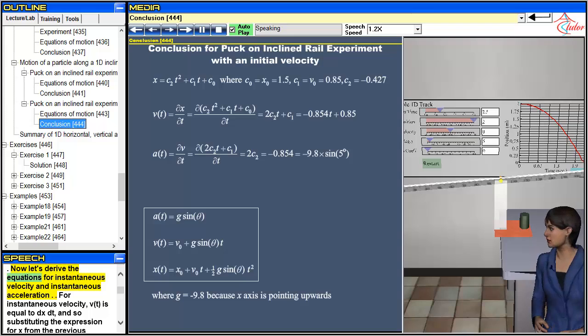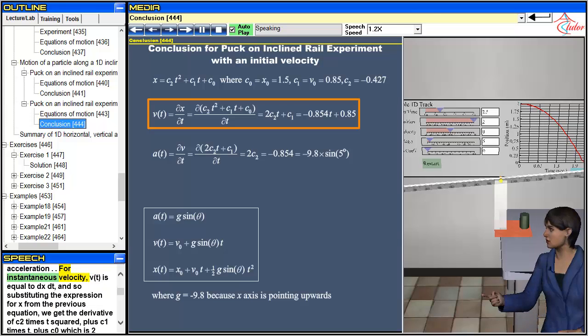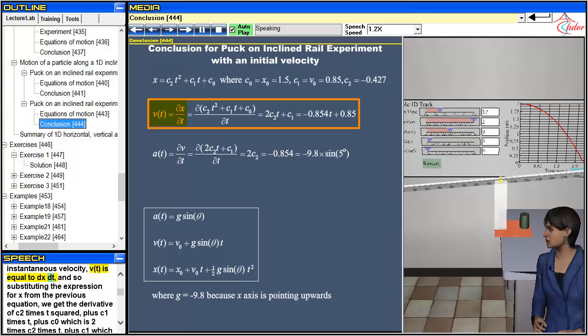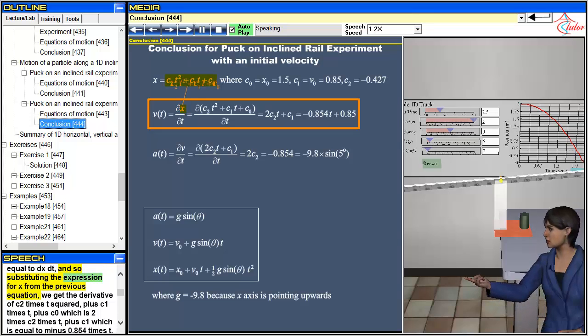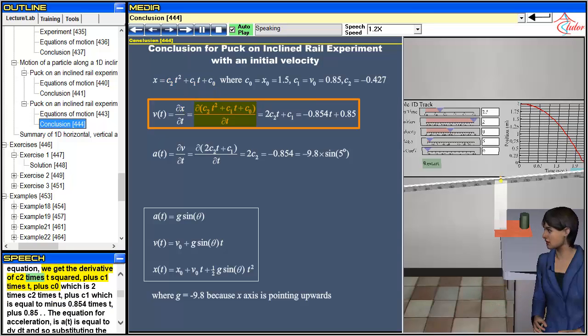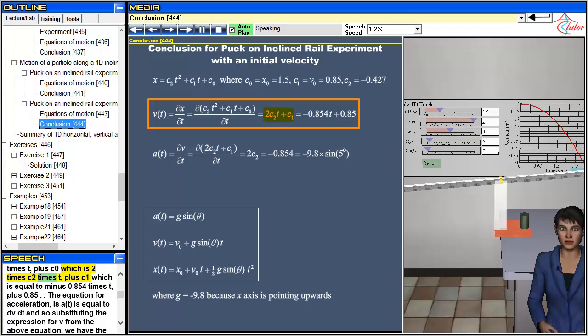Now let's derive the equations for instantaneous velocity and instantaneous acceleration. For instantaneous velocity, v of t is equal to dx/dt. And so substituting the expression for x from the previous equation, we get the derivative of c2 times t squared plus c1 times t plus c0, which is 2 times c2 times t plus c1, which is equal to minus 0.854 times t plus 0.85.